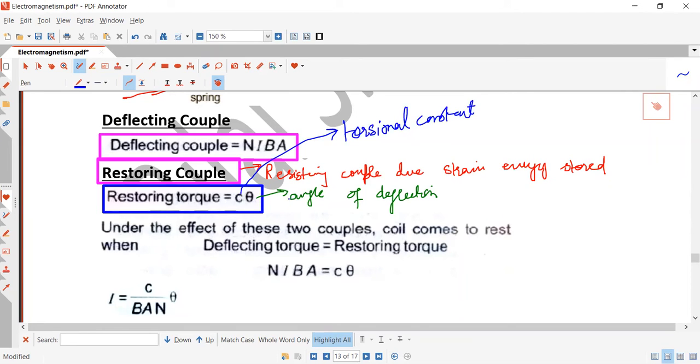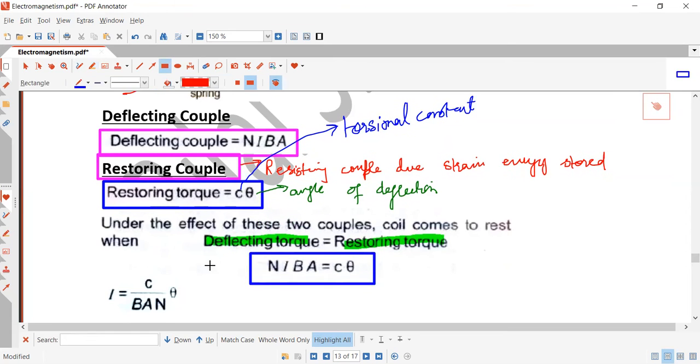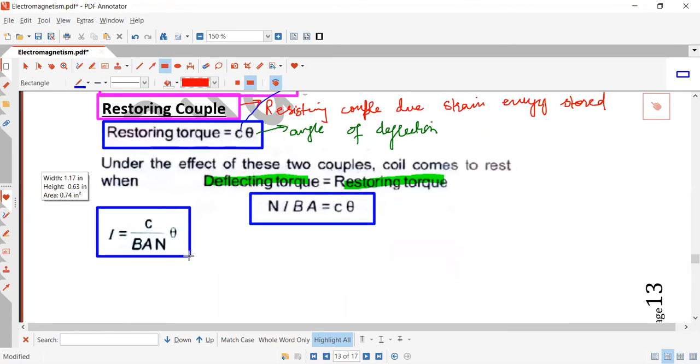Right, students? Okay. Now the coil is going to come to rest when these two moments are equal. Students, I'm going slowly in this topic because it has not been studied by A-level students at all, so you have to understand it very, very carefully. The deflecting couple is equal to the restoring couple. If we equate them, we get this formula, and if I make I the subject of the formula, I get this.